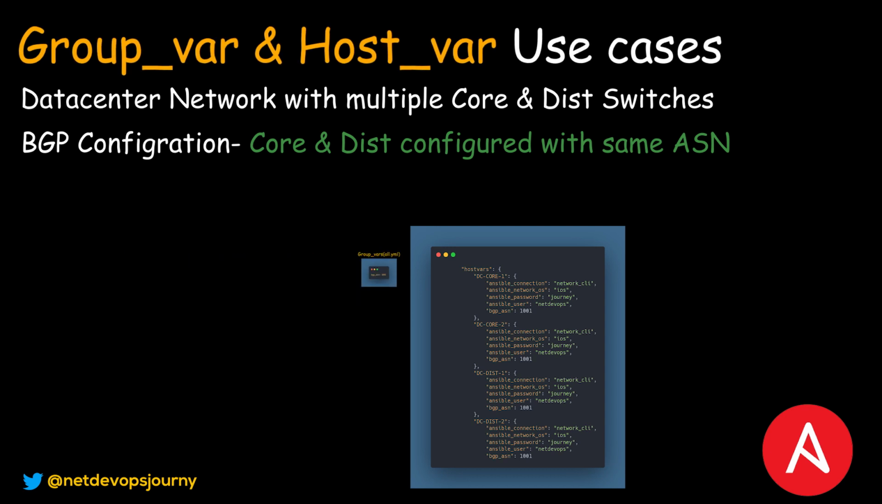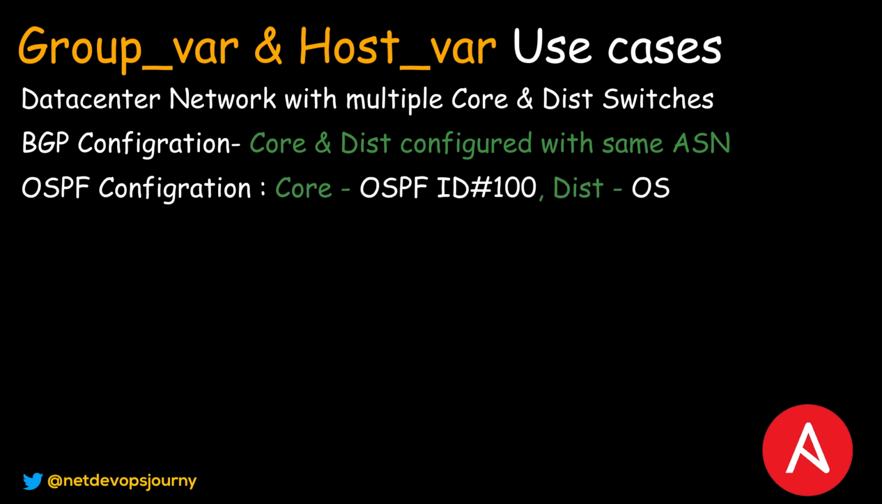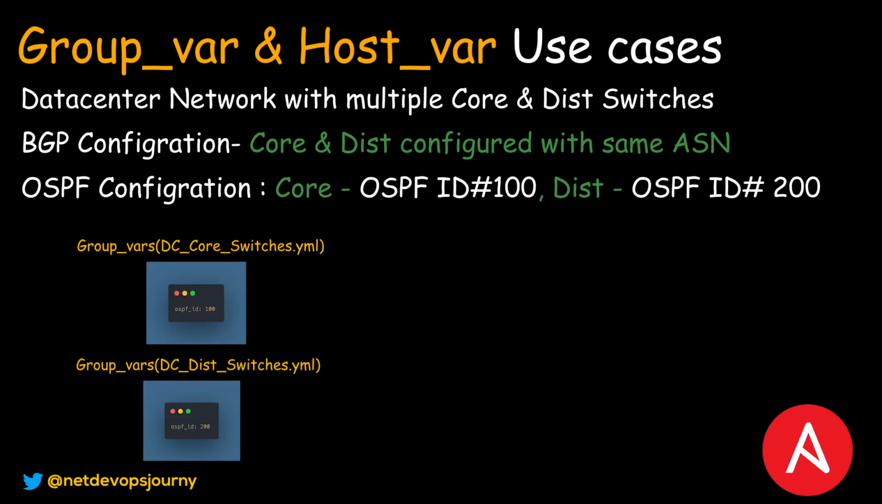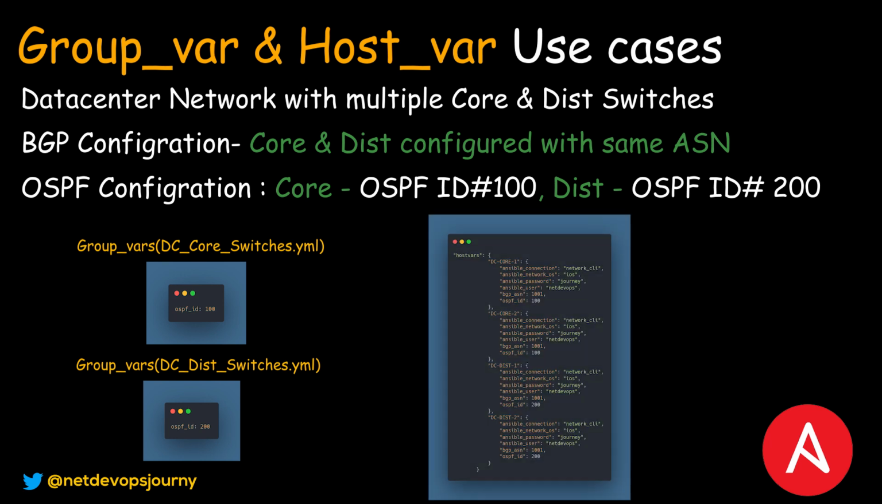Next, we want to configure OSPF as an IGP protocol. As per the design requirement, for all the core switches we need OSPF process ID 100, and for the distribution switches, it should be 200. For that, we would need to define those variables with the group names under the group vars directory. So the output looks something like this, where we have the OSPF process ID for the core devices as 100 and 200 for the distribution switches. So these are some real use cases of how efficiently we can organize variables in Ansible.